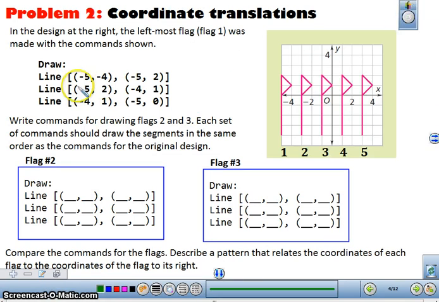Now, this kind of plays into when we're working with our coordinate plane. Similarly to yesterday, this is the starting point of our flag. So if we think of that, that's this point down here. -5, -4 up to -5, 2. Then we start at -5, 2 to -4, 1, going to this point. And it says write the commands that draw flag 2 and then flag 3. Each set of commands should be drawn with the segments in the same order.